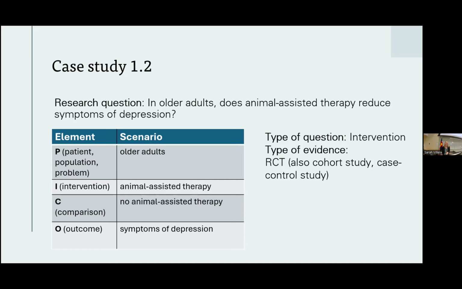We can think about what type of question this is. This is an intervention question. And if we were to refer to the table I showed you earlier for intervention questions, the ideal type of evidence for this, at the top of our pyramid, would be our filtered resources like systematic reviews. If those are not available, then the next highest level would be a randomized control trial. But also cohort studies and case control studies would give us really good evidence for this research question as well.